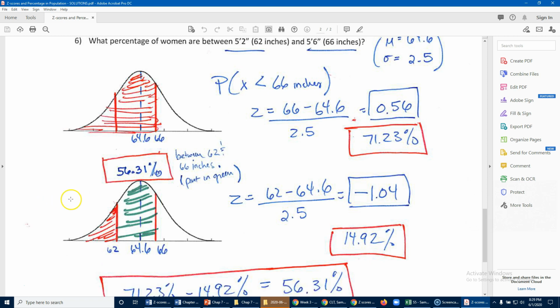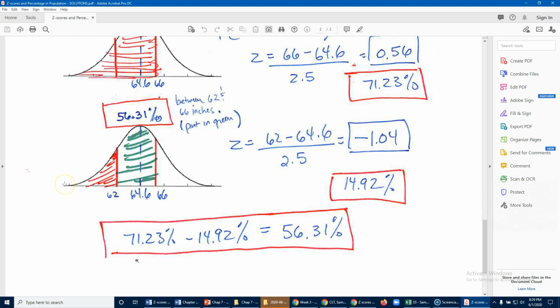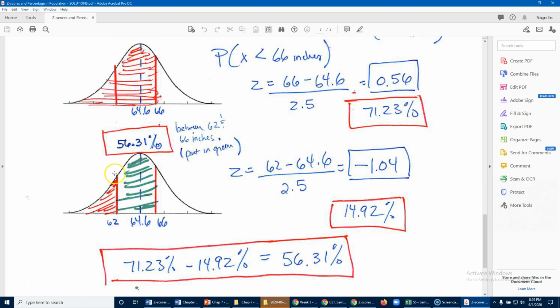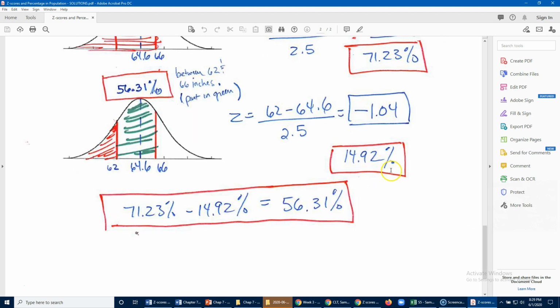Okay, and then down here, I'm at what's the probability up to 62, and then I just subtract the two. So there's 71.23% below 66 inches, 14.92% below 62 inches, and if I subtract those, you get 56.31, and that's the difference. And that's whenever it's between the two, that's what you have to do.